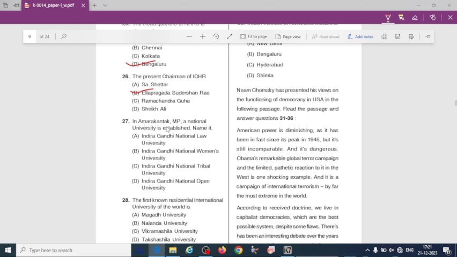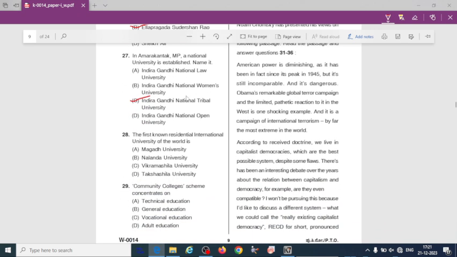In Amarkantak, MP, a national university is established. Name it. 27. Indira Gandhi National Tribal University. The first known residential international university of the world is Magadh, Nalanda, Vikramshila, Takshashila. 28 B. Nalanda.